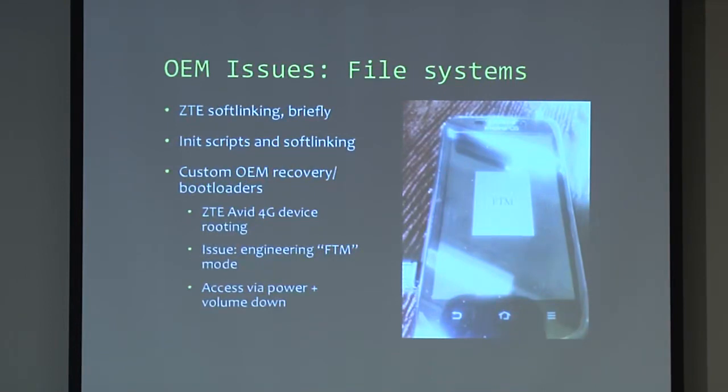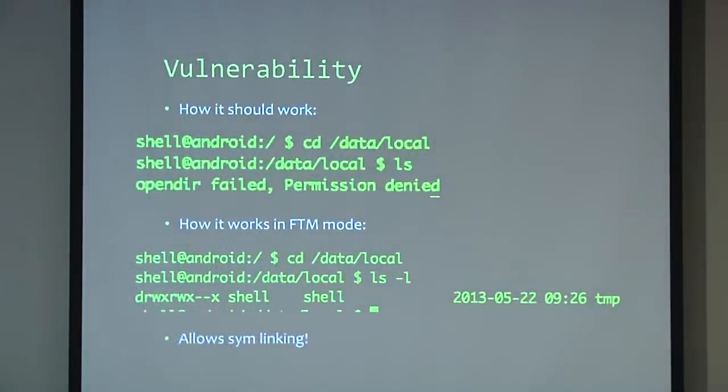So there's the bootloader, there's recovery, and then, I don't know, ZTE added FTM mode. I guess it's factory test mode. So power and volume down, you boot into FTM. This is how it should work: go to /data/local, you can't list it out, right? You don't have execute permission on the directory. How it works in FTM mode is that you can list it out. So /data/local/tmp is the area of the file system where you can write to anything. Everyone has read, write, execute, I think, privileges.